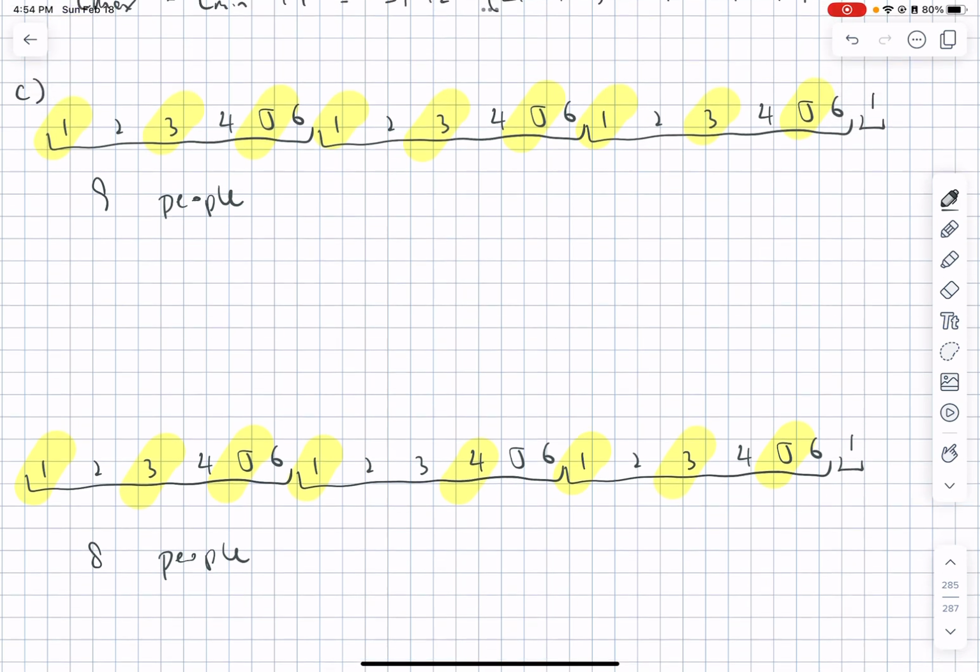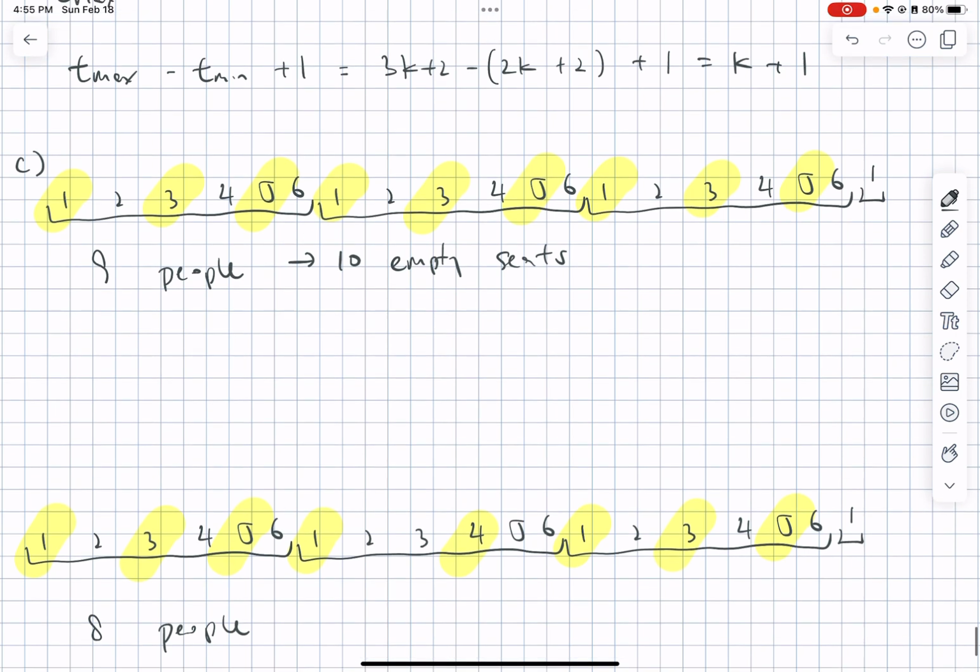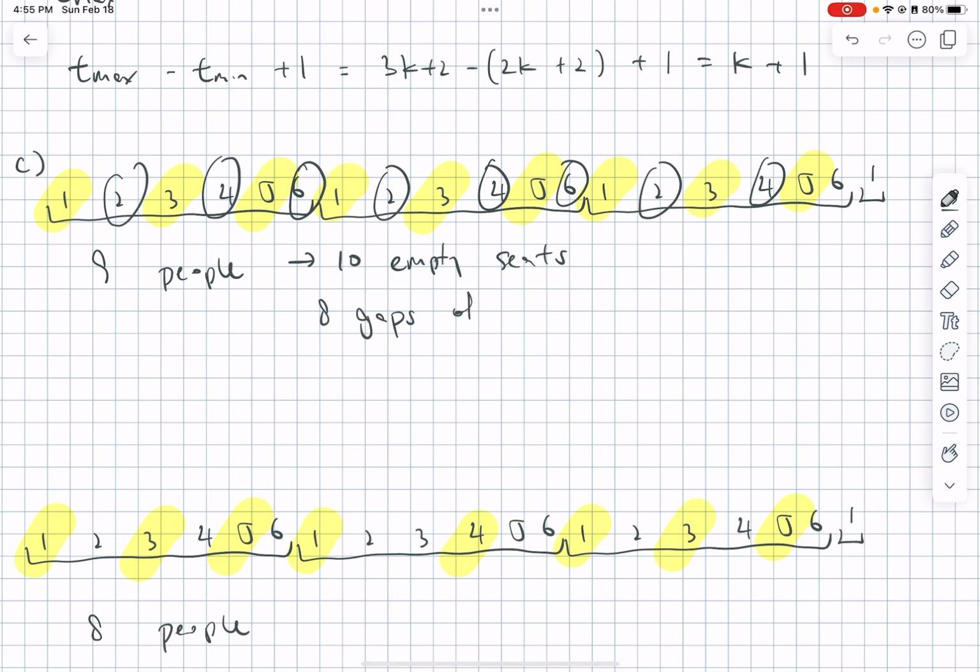So first let's look at the 9 people case. So there's going to be 9 people, which implies 10 empty seats. And in the empty seats, it's going to be 1, 2, 3, 4, 5, 6, 7, 8. So 8 gaps of 1 and a single gap of 2. So how many different configurations are there when there's 9 people?